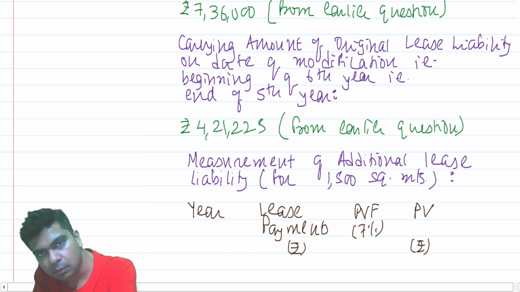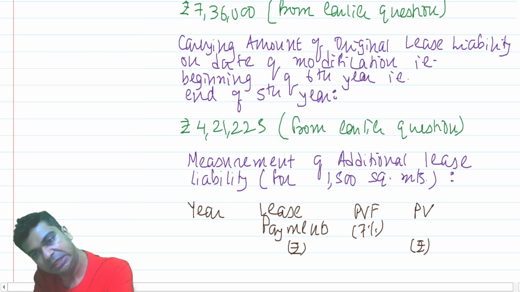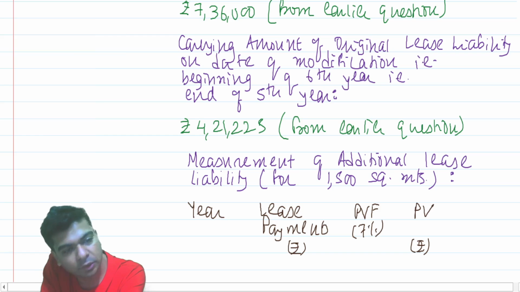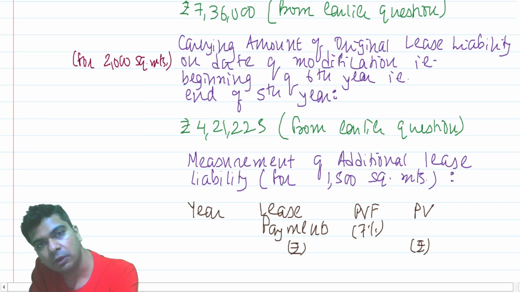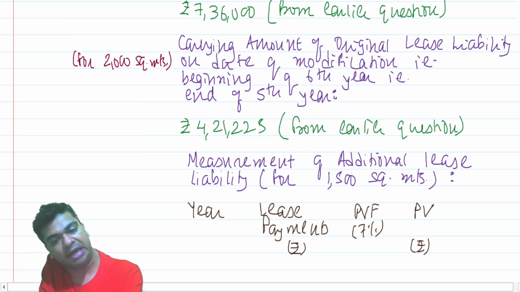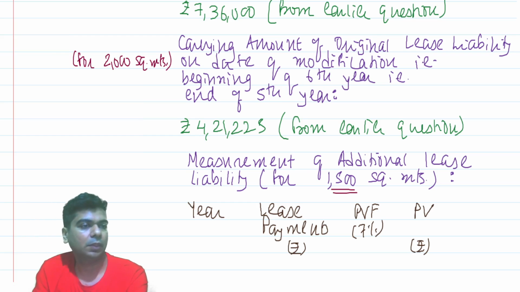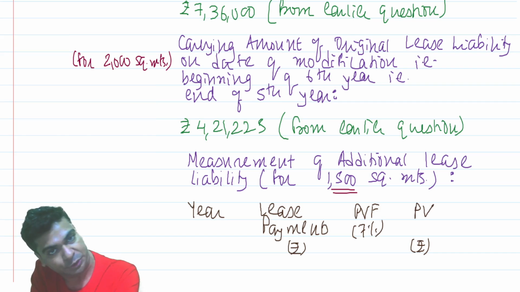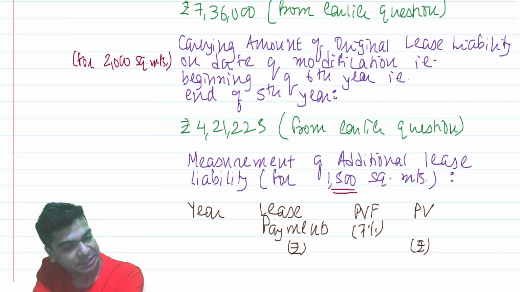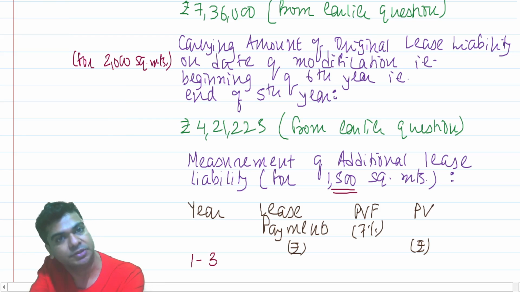If you wish, you can be more elaborate. You can say in the earlier one, you are saying carrying amount of original lease liability, and then you may write in brackets, you can say for 2000 square meters. Your original lease liability is for 2000 square meters. This calculation that we are doing is for the additional 1500 square meters. Your lease term now is 8 years. 5 years have already got completed. So 3 years are left. So this calculation I will be doing for 3 years.